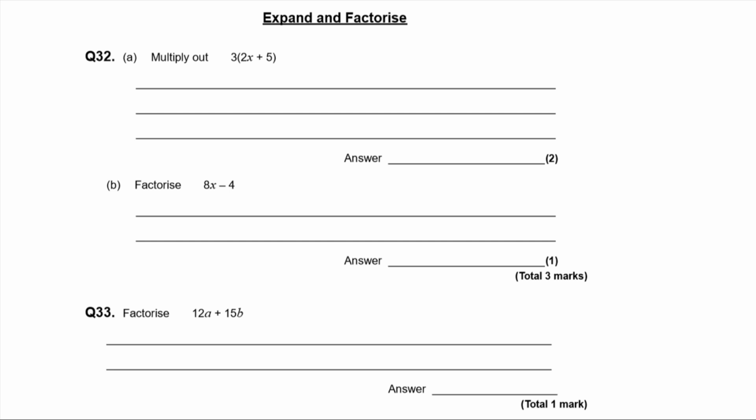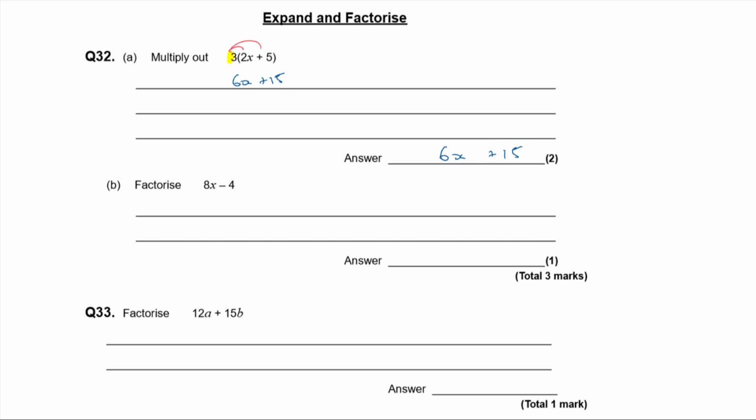Question 32, next up we're multiplying out brackets and factorising them back in again. So multiplying out 3 lots of 2x plus 5. Now when you've got a number outside the bracket like this and you want to remove the brackets, you need to multiply everything inside the bracket by that thing on the outside. So we're going to do 3 times 2x to start with, that's 6x, and I'm going to do 3 times 5, which is 15. So that's my final answer then, 6x plus 15.